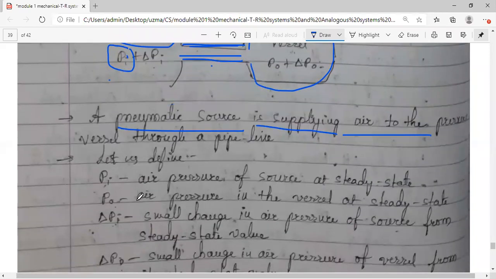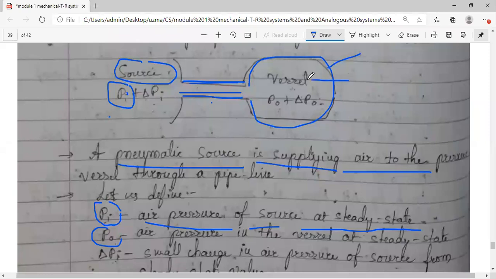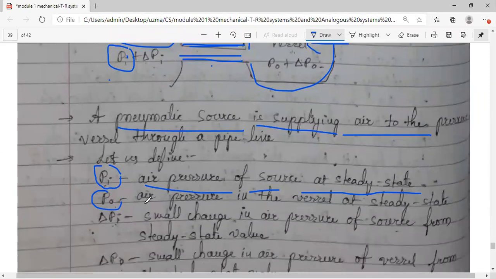So let us define what is Pi. Pi is the air pressure of the source at steady state. Steady state means this value is not going to be affected by any other external things. So Pi is the air pressure of the source at steady state. P naught is the air pressure that will be stored and collected here, the air pressure in the vessel at steady state. These two are the steady state, initial conditions.